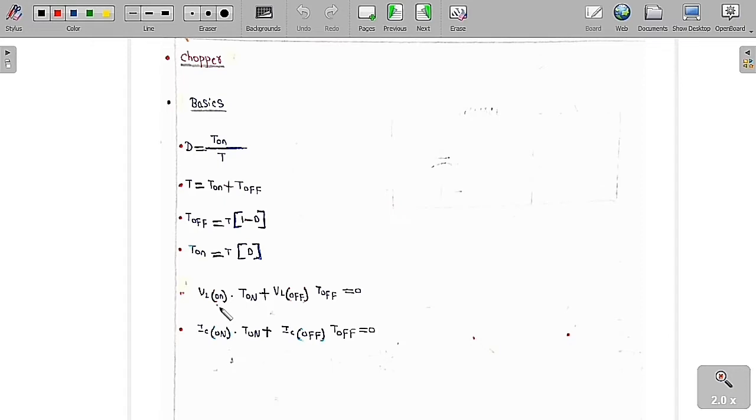So the average value of the inductor voltage will always be equal to 0. Similarly, the average value of the capacitor current will always be equal to 0. This is the important point that you always have to remember. Therefore, VL on into T on plus VL off into T off is equal to 0, and IC on into T on plus IC off into T off is equal to 0.